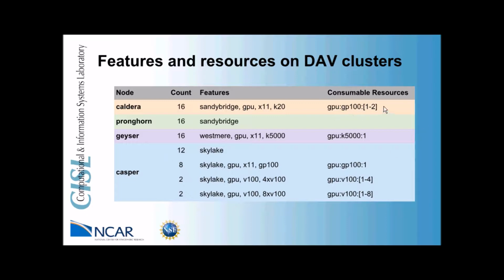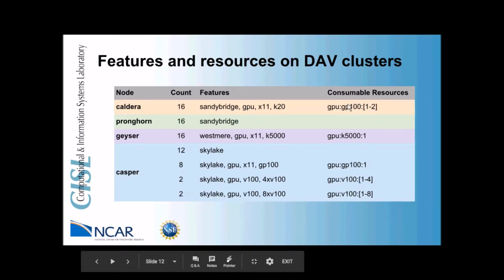And then for the consumable resources, right now our only consumable resource on the nodes is the GPUs, and that is only limited by the number of them. On Caldera, there's 2 GPUs available. On Geyser, there's 1. On these Casper nodes, there's 1 GPU 100 per node, and on these, there's up to 4 and up to 8. Is that just a tiny little typo in the Caldera, it wants to be GPU K20 122? Yes, thank you. I'll fix that in the actual slides, but thank you for pointing that out.